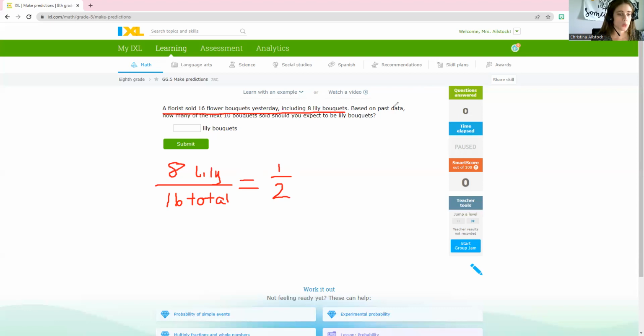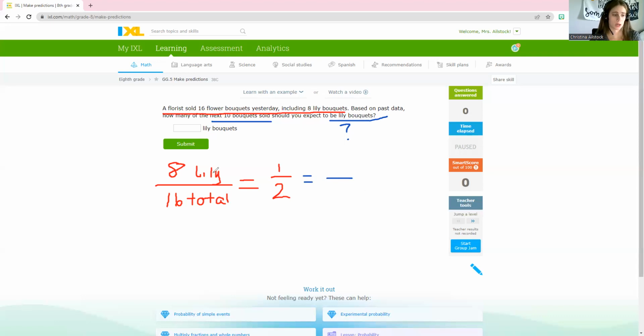Now, we want to use this to make a prediction: of the next 10 bouquets you sell, how many of those would be lilies? So we're going to use this to set up our second ratio, our second fraction. Since we're making a prediction, we can assume that they're equal, so we set up our proportion. The trick is to make sure that your labels match.